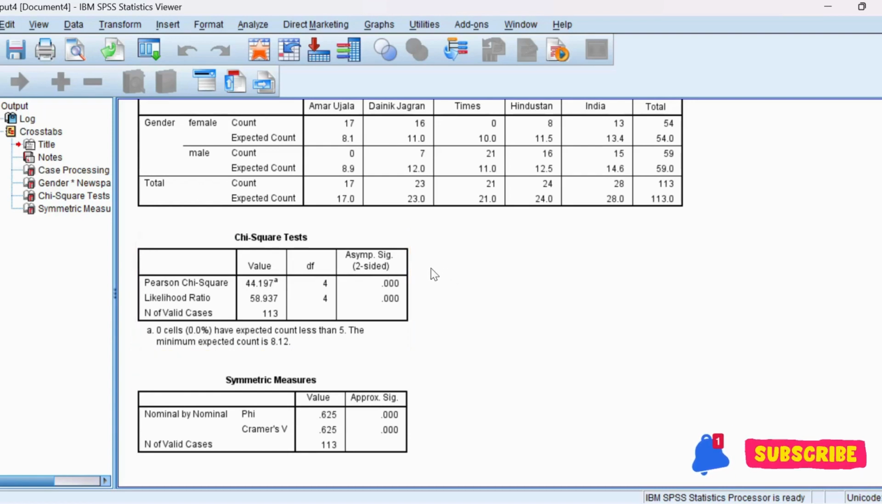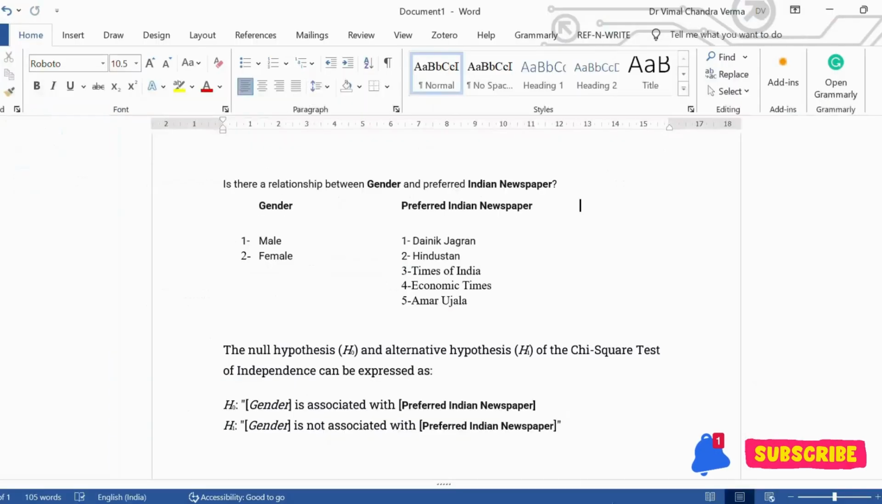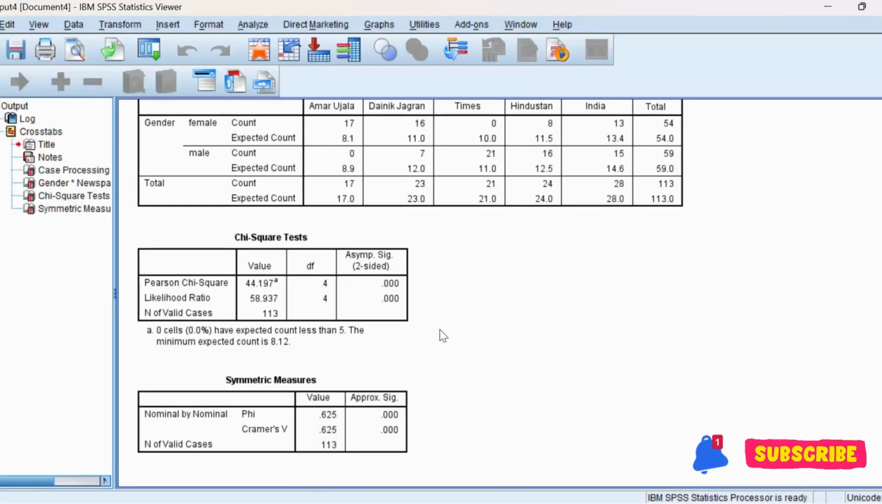Now we see that in the case of the two-sided test, our significance value, that is the p value, is 0.000, which is less than 0.05. So we can say that there is an association between gender and preferred Indian newspaper. So we are going to accept the null hypothesis that there is an association between gender and preferred Indian newspaper, because the value is significant, as the p value is less than 0.05.